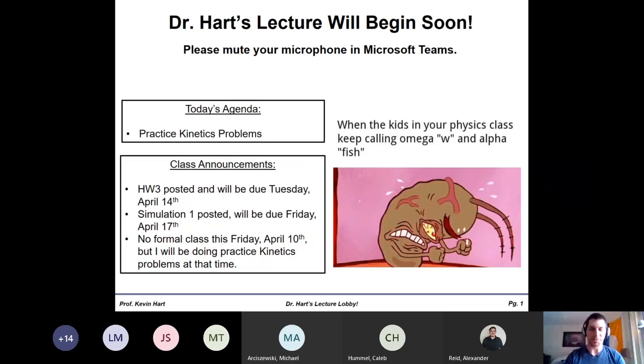Next thing, your simulation number 1, which is on kinematics, will be due next Friday. No formal report is required for that assignment. I just need you to answer the questions that I ask and submit what I explicitly ask for on that document. So a little bit of handwritten work, a little bit of MATLAB, sprinkle some salt on there if you want. Send it off.